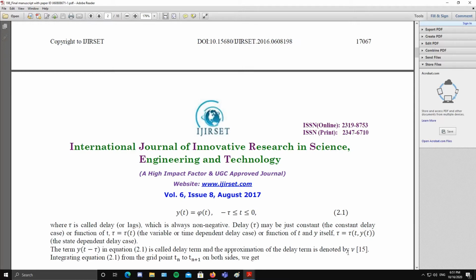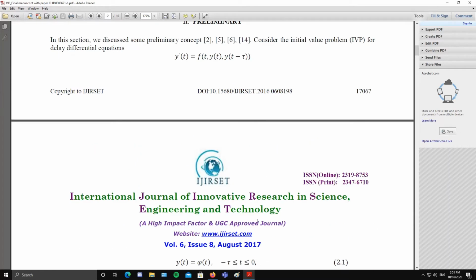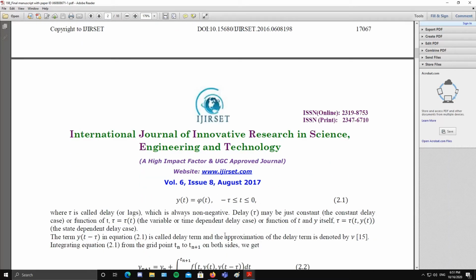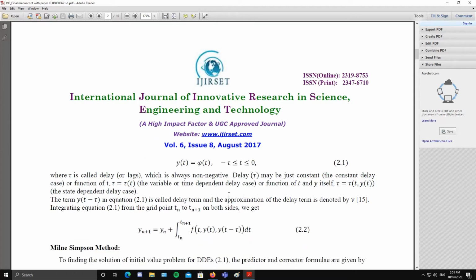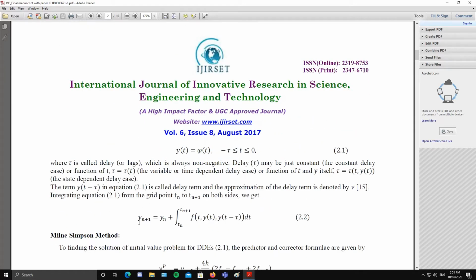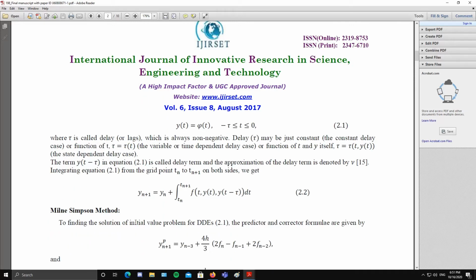The approximation of the delay term is denoted by v. Integrating this differential equation between tn and tn plus 1 on both sides, we have yn plus 1 equals yn plus the integral from tn to tn plus 1 of f of t, y of t, y of t minus tau dt.